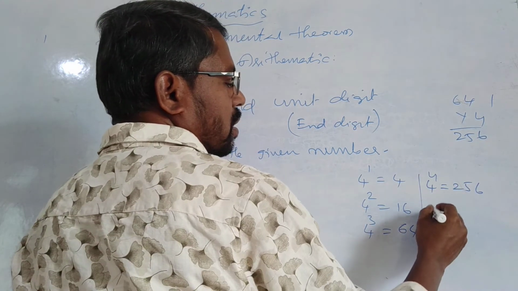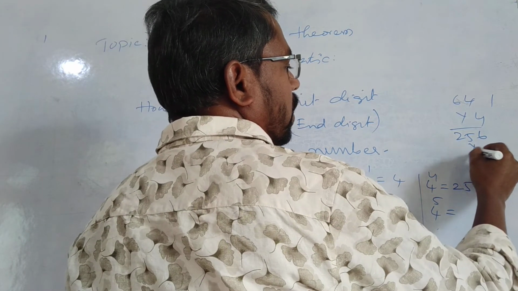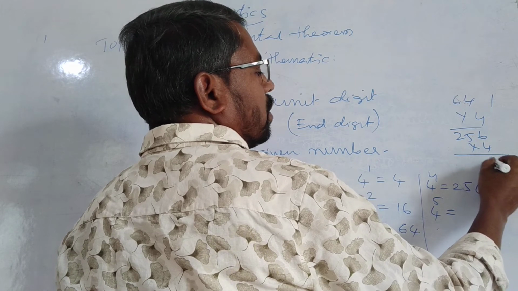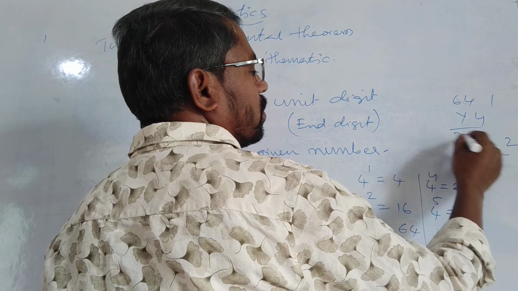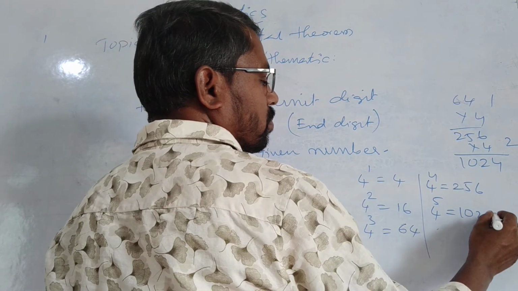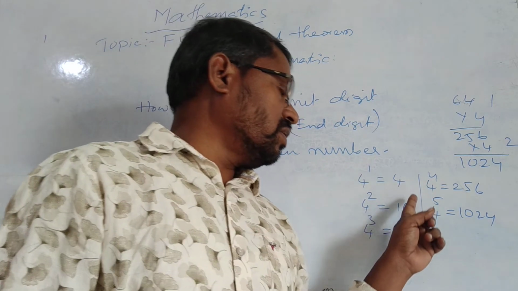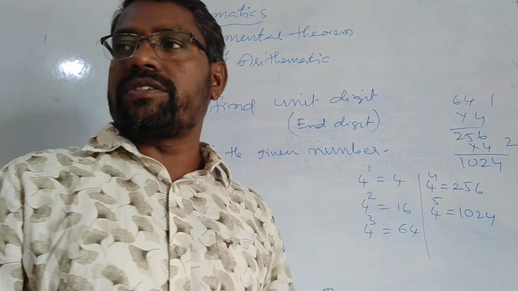256. Again 4 power 5, into 4 you can take. 6 4s are 24, 2; 6 5s are 20, 22; 5 8s are 40, 8 plus 2, 10. 1024. So your number always ends with 4, 6, 4, 6, 4, 6.